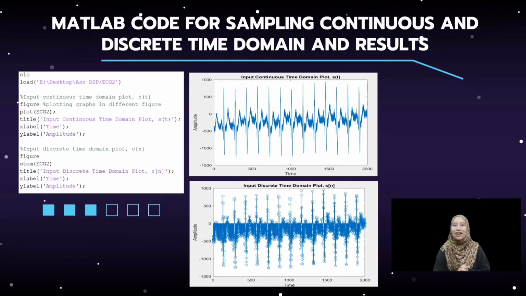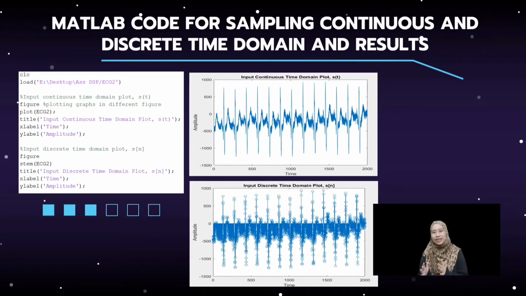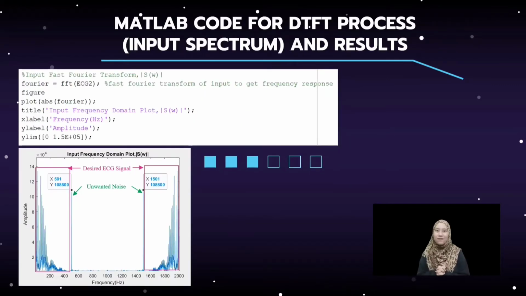Once the data are saved in the workspace, we can use this data to plot the input signal in the continuous time domain, s(t), by using the command plot ECG. After that, the same data was used to plot the discrete time signal, s[n], by using the command stem ECG2. Based on here, the data have been converted from the time domain signal to the frequency response.